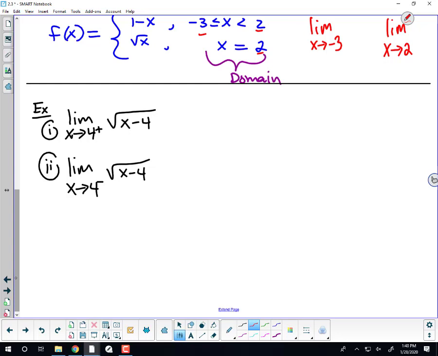Yeah, how come we can do that? Because it's just slightly more than 4, so it won't be undefined, it's not negative. Right, exactly. The argument under the radical, x minus 4, is approaching 4 from the right, so all of these values are just slightly larger than 4. When you take something slightly larger than 4 and subtract 4, you're not getting a negative under the radical. So what would that limit be? Yeah, 0.